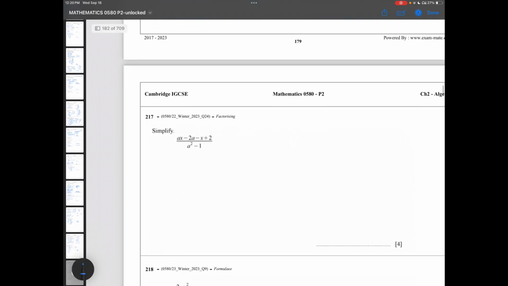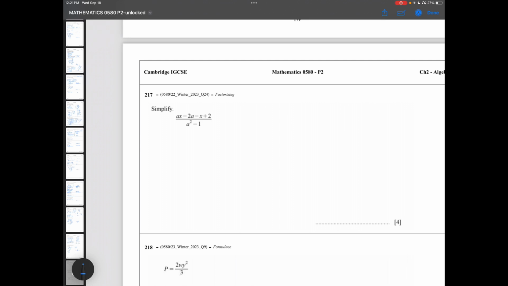Now question number 217 says simplify ax minus 2a plus x plus 2 upon a square minus 1. So in the numerator we have got four terms. We will take common in the first two terms, and then we will take common in the other two terms. So when I take common in ax minus 2a, I will get a common. I will be left with x minus 2, and in minus x plus 2 nothing is common, so I take minus 1 common. I will be left with x minus 2 upon a square minus 1.